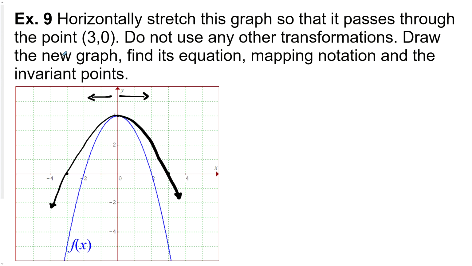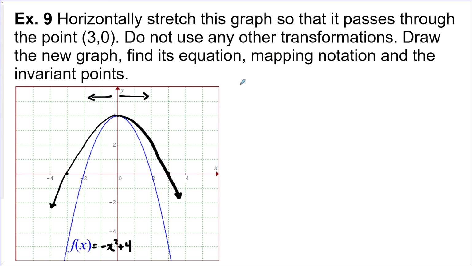Okay. Draw the new graph, done. Find its equation. So I actually know the equation of this one here. It is -x². From the vertex it goes down 1/1, so there's no stretch there. And it's negative because it opens down. And a +4 because the vertex is up here.